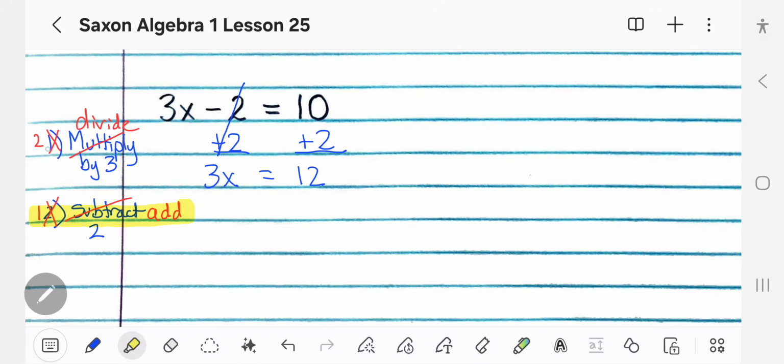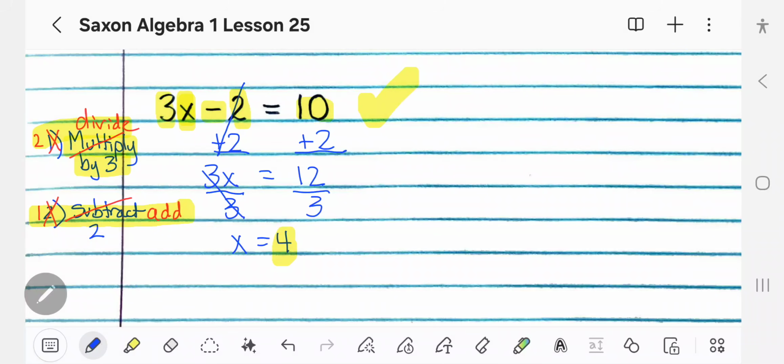Now I'm going to do step 2, which is divide by 3. They were multiplying by 3, so I'm going to divide by 3. And then I get x is equal to 4. And I can check it. Let's put this 4 in for x. So I can do 3 times 4 is 12, minus 2 is 10, and I got it right.